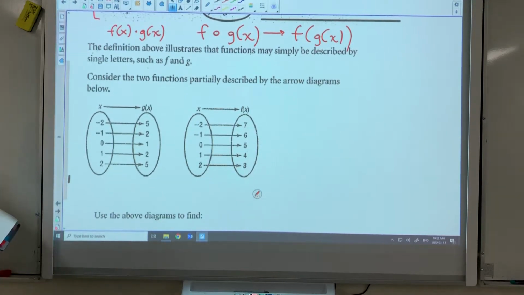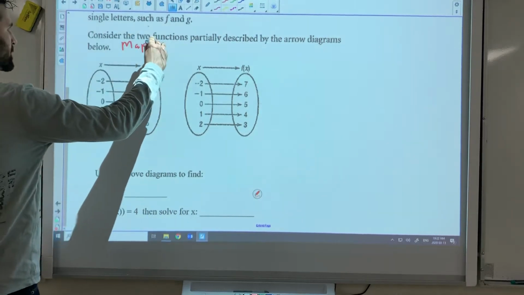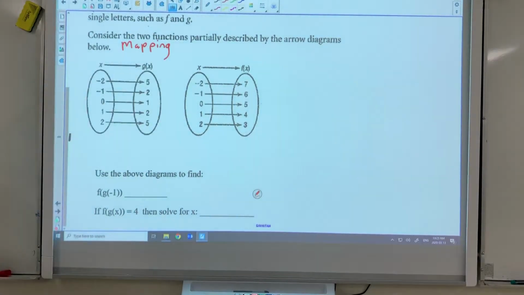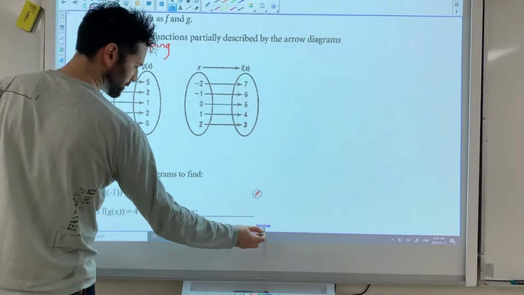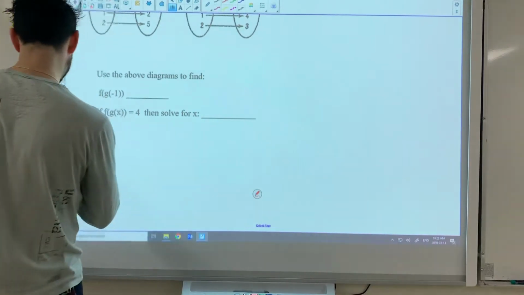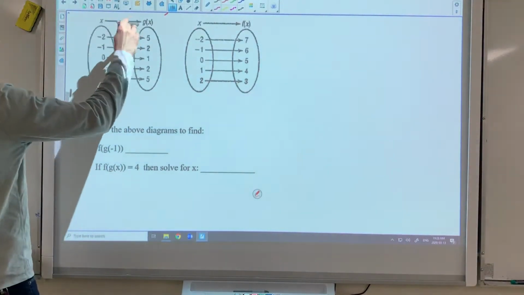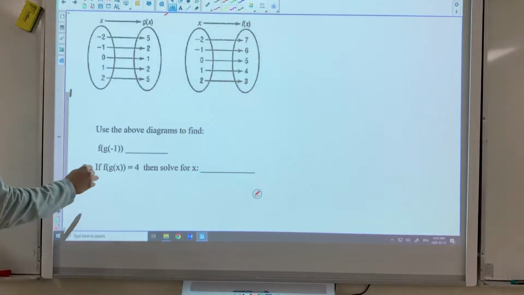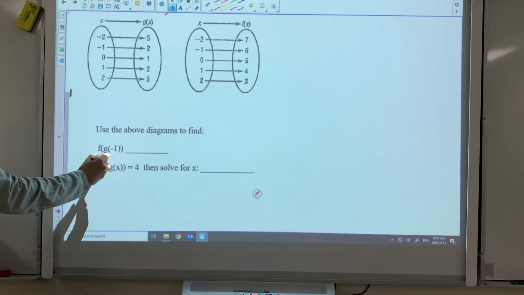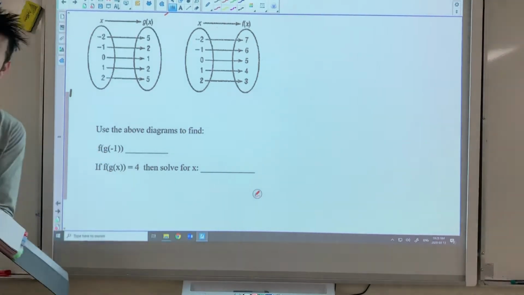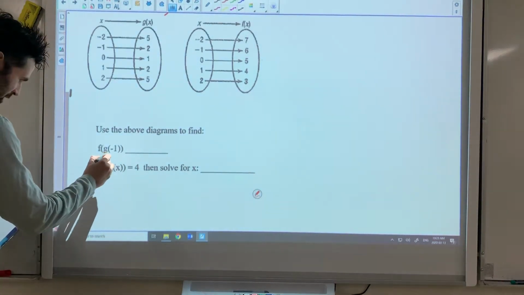All right, so we went through that. This is if they give you a mapping. Sometimes they'll give you discrete points, or they'll give you a mapping, and they'll ask you to find certain things. So let's take a look at what we got down here. Just note that this is x going to g of x and x going to f of x. Now, if we were going to find f of g of negative 1, where do we start? Outside in or inside out? Inside out.